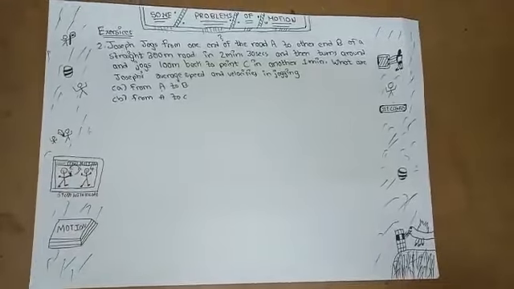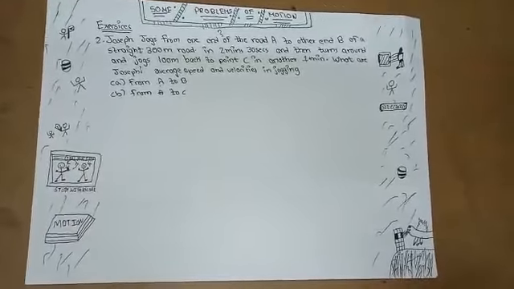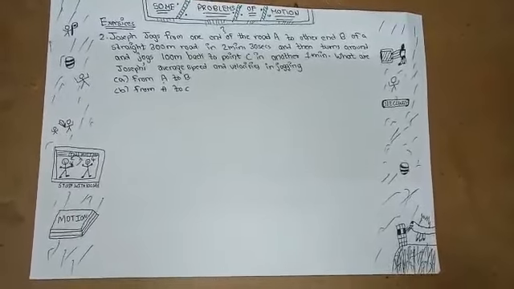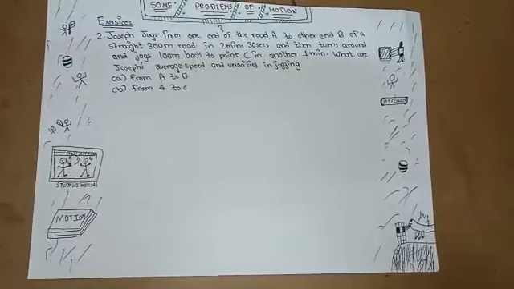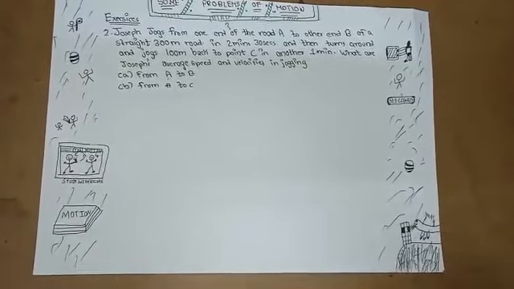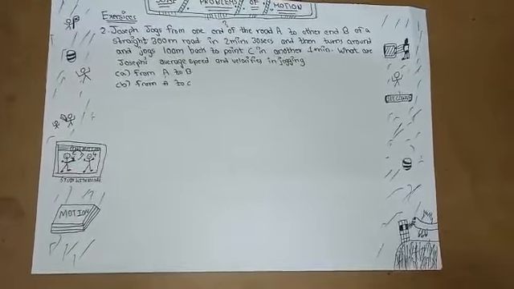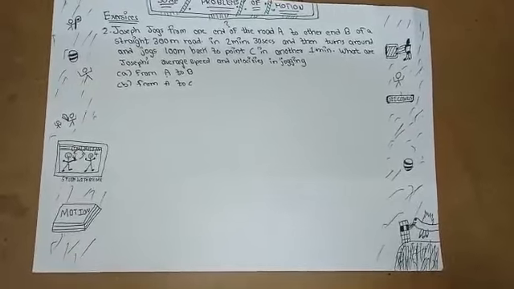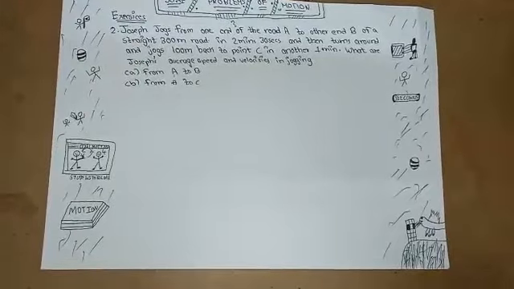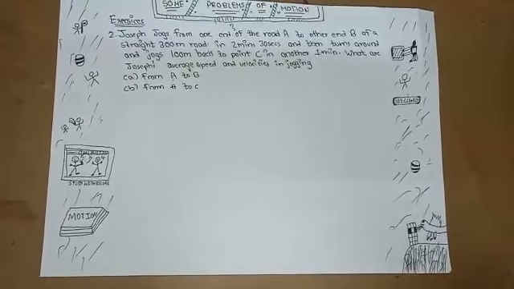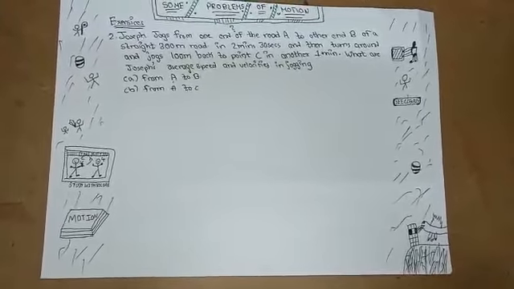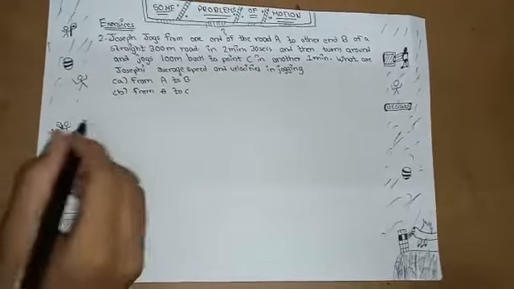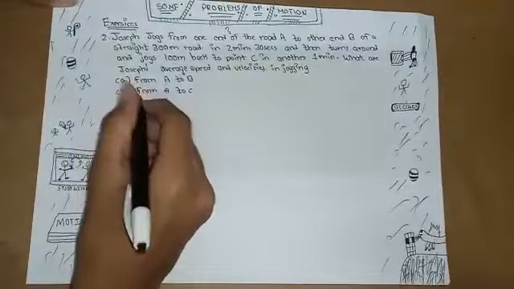Joseph jogs from one end of the road A to the other end B of a straight 300 meters road in 2 minutes 30 seconds, and then turns around and jogs 100 meters back to point C in another 1 minute. What are Joseph's average speed and velocities in jogging? A, from A to B. B, from A to C. So here, average speed, that means A.